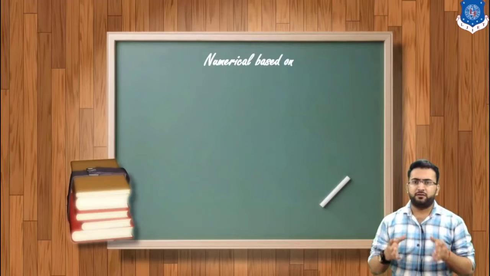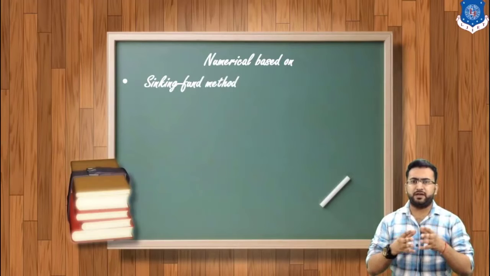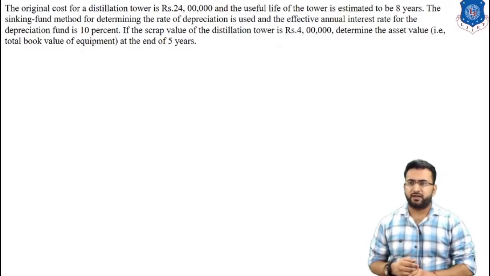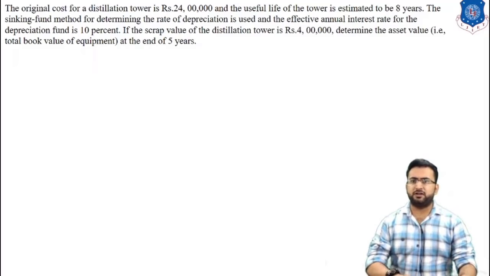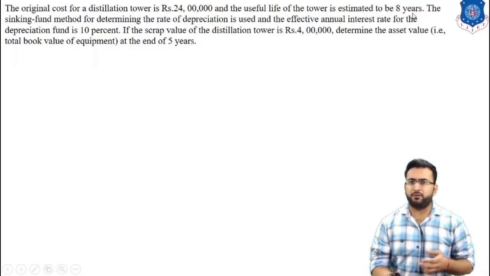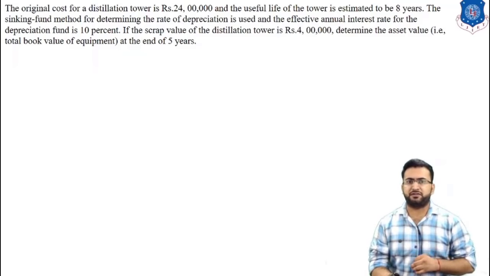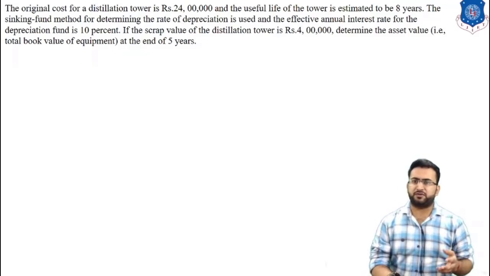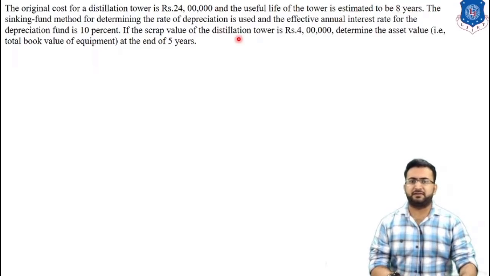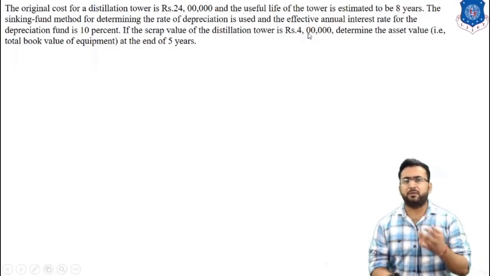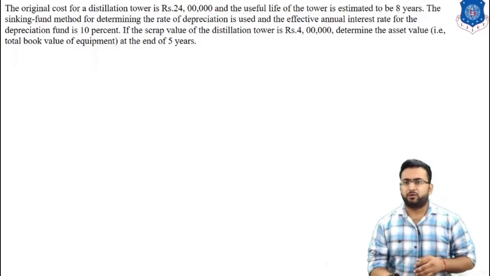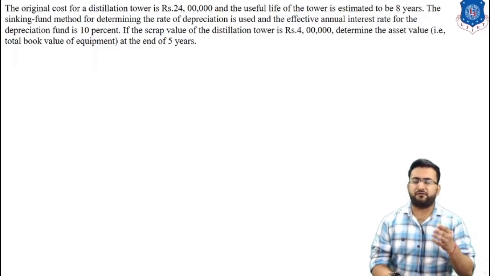In this lecture, we'll calculate various numericals based on the sinking fund method. In this numerical, given that the original cost of the distillation tower is 24 lakhs and the useful life for the tower is estimated to be 8 years. The sinking fund method for determining the rate of depreciation is used, and the effective annual interest for the depreciation fund is 10%. If the scrap value of this distillation column is 4 lakh rupees, determine the asset value, the total book value of equipment at the end of the 5th year.